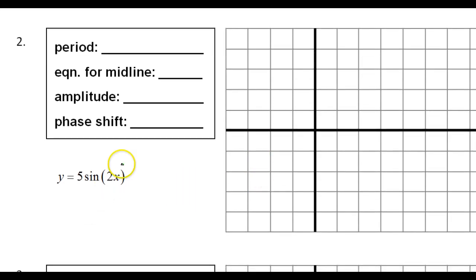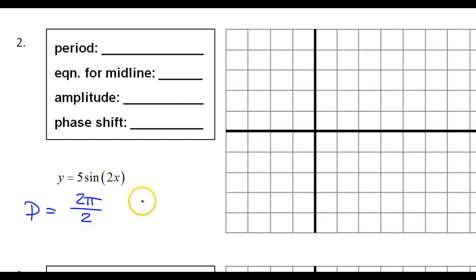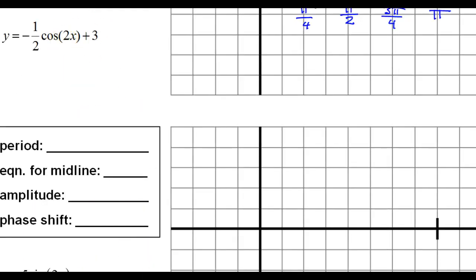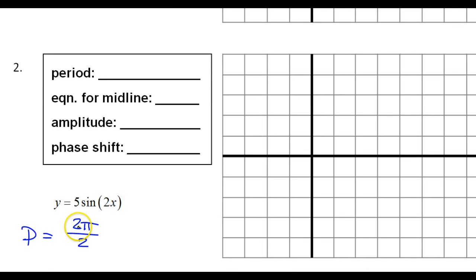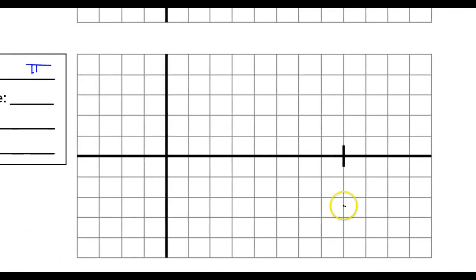Alright, so problem number 2. Again, let's start with the period. The period, once again, is 2 pi divided by the b value, which once again is 2, just like it was in problem number 1. So once again, the period is going to be pi. So this is going to be real familiar. So once again, there will be pi here, and half of that is pi over 2. Then half of that is going to be pi over 4. And then 3 of these, 1, 2, 3, is going to be 3 pi over 4, just like before.